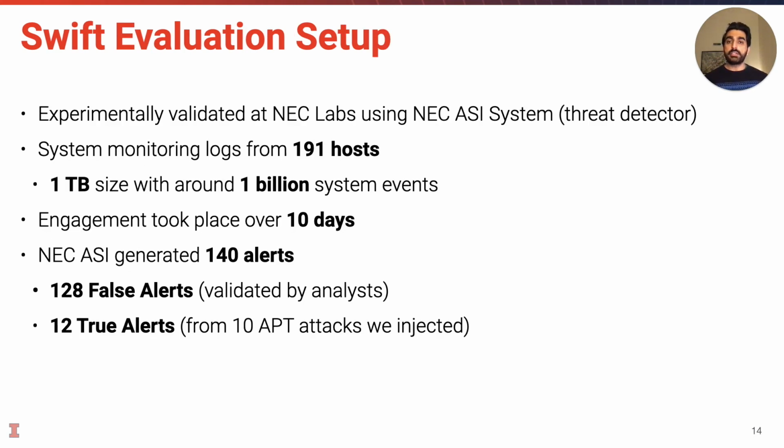So we evaluated our Swift system at NEC Labs and used their commercially available threat detection software for producing threat alerts. We monitored more than 1 billion system events from 191 hosts. We got around 140 threat alerts over a period of 10 days. In these 140 alerts, we had 128 false alarms, which were validated by the analyst, and we had 12 true alerts that were related to our injected APT attacks.